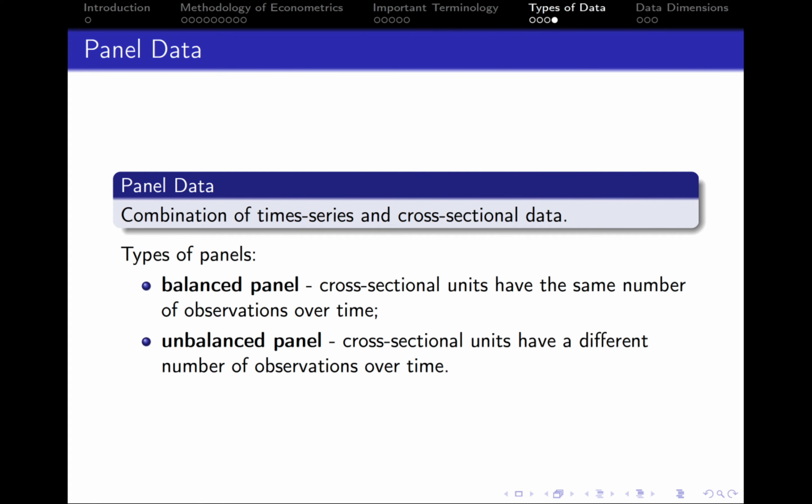There are two types of panels: balanced panels and unbalanced panels. And it's very easy to distinguish between the two. When we have a balanced panel, that means that cross-sectional units have the same number of observations over time. And when we have an unbalanced panel, that means that cross-sectional units have a different number of observations over time.